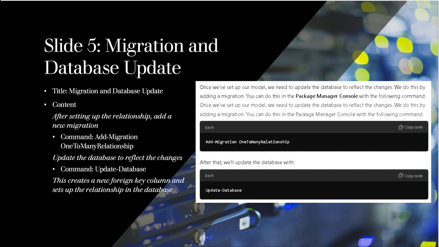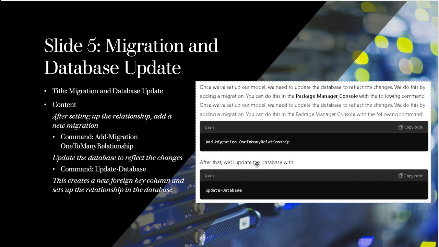If you want to do the migration and the database update: when we set up our model, we need to update the database to reflect the changes and to persist the database operations. We do this by adding a migration. You can do this in the Package Manager Console with the following commands. So this is Add-Migration OneToManyRelationship.